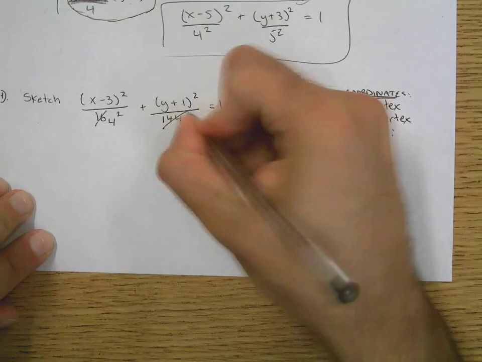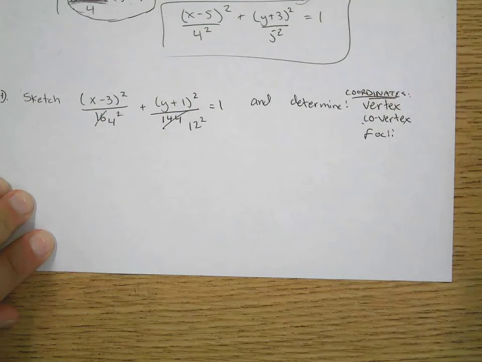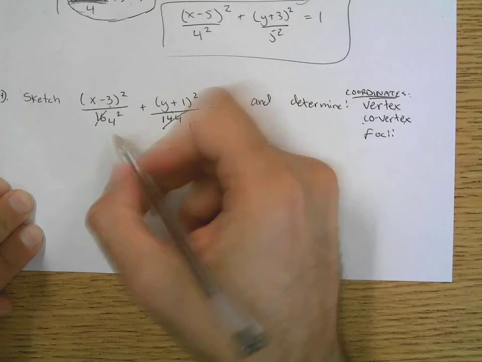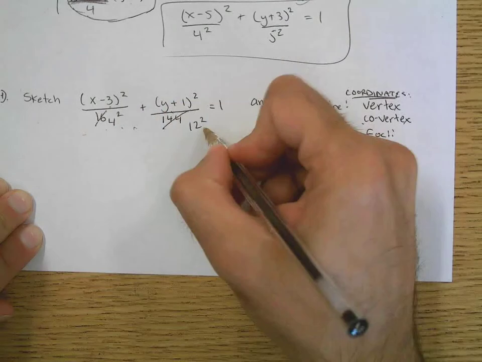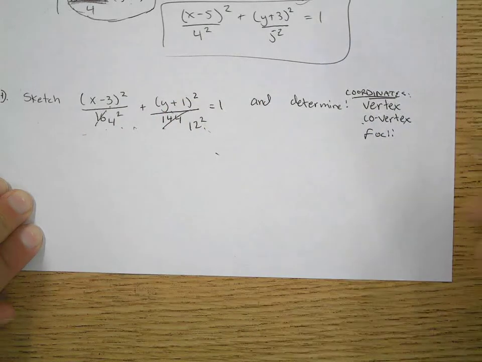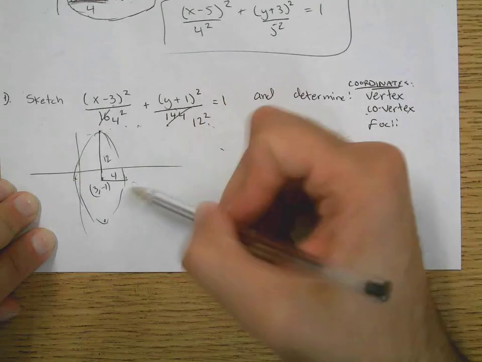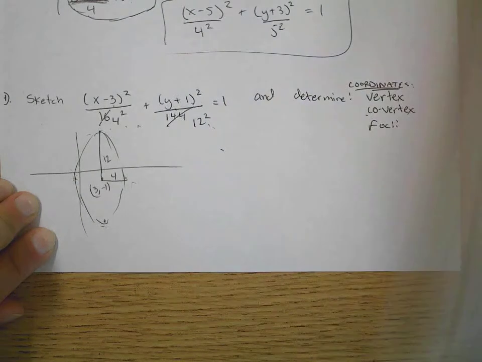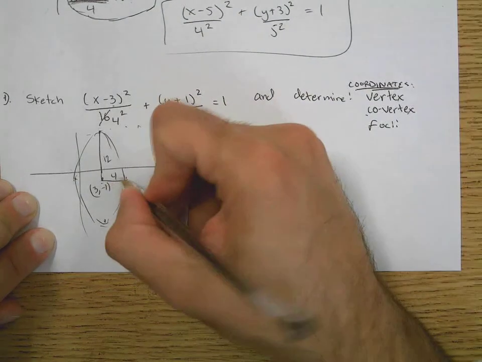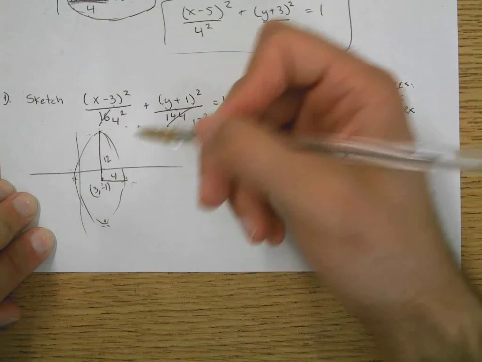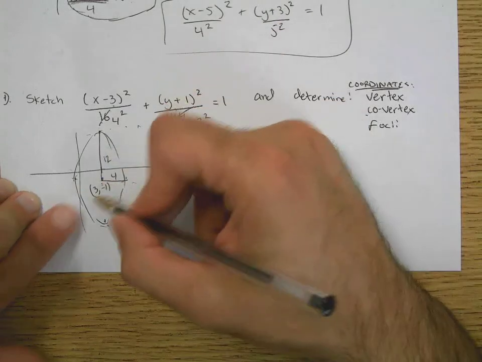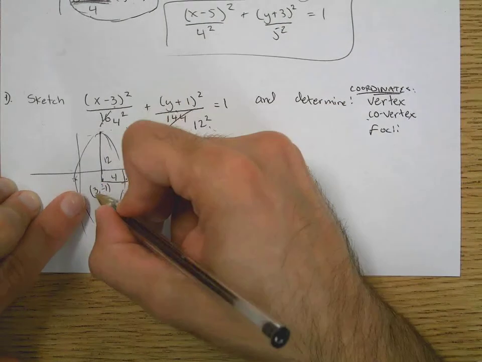Centered at 3, -1. Right, left 4, right 4, up 12, down 12. That's the kind of thing you need to do. Get that done. All these vertices, which I can do by just adding 4, subtracting 4, adding 12, subtracting 12 to the appropriate thing, right? So adding 4 to the x value, right? So 3 plus 4, that's 7, -1. 3 minus 4, -1, -1.